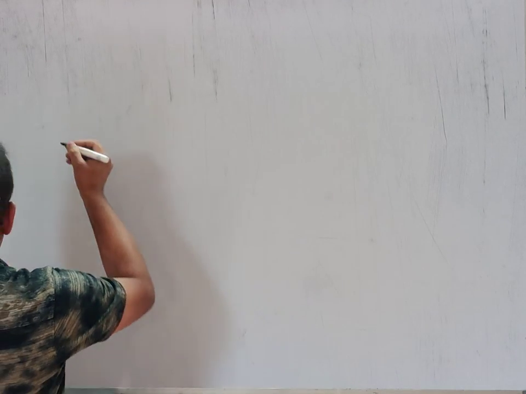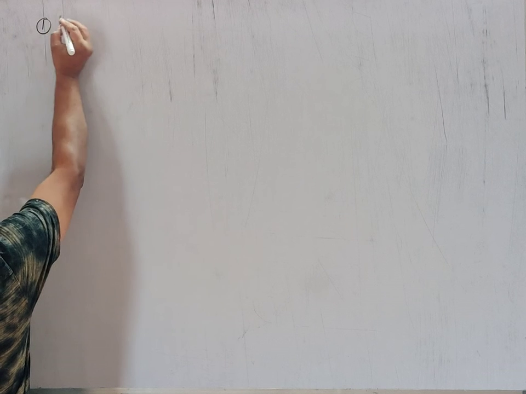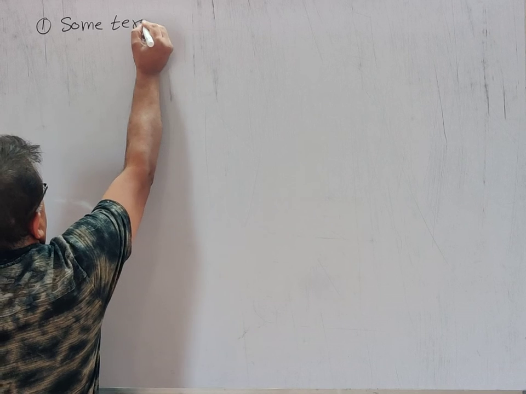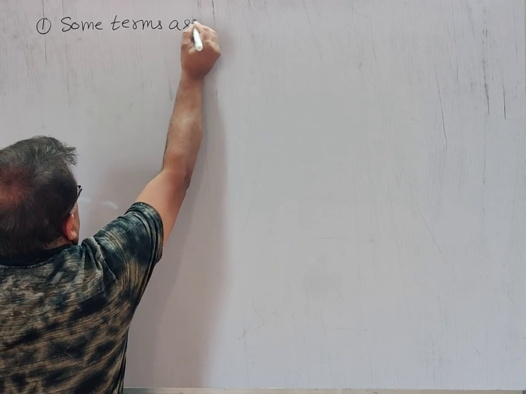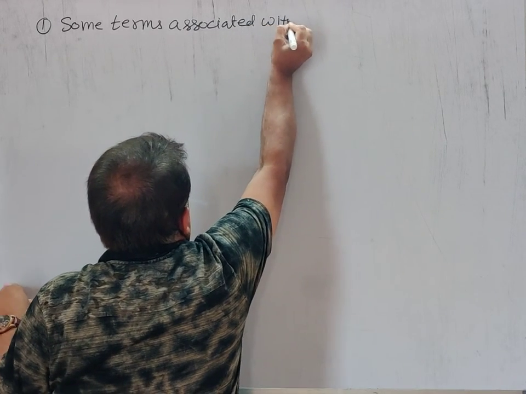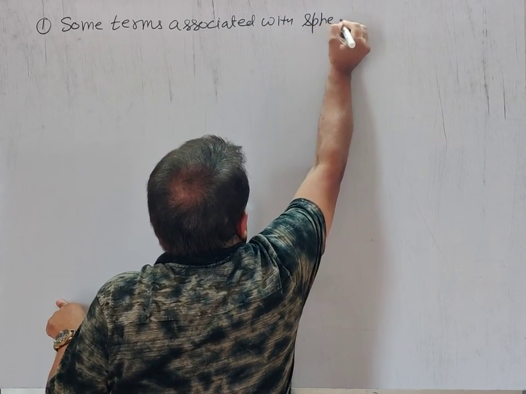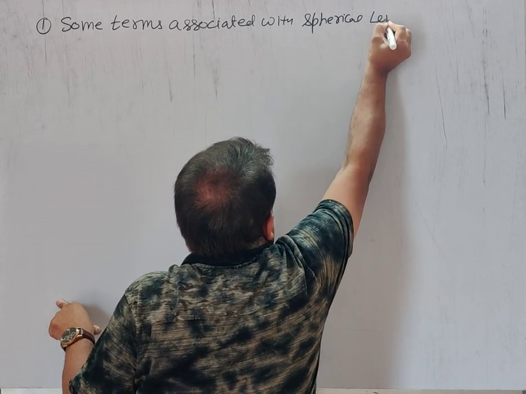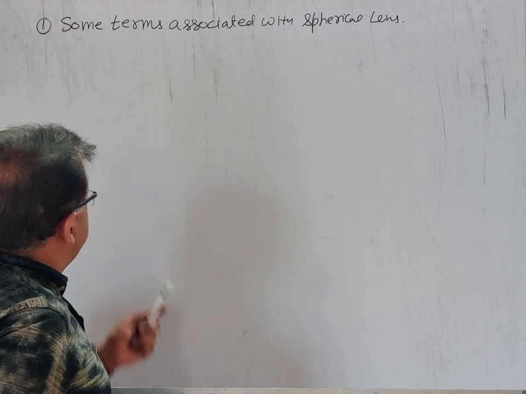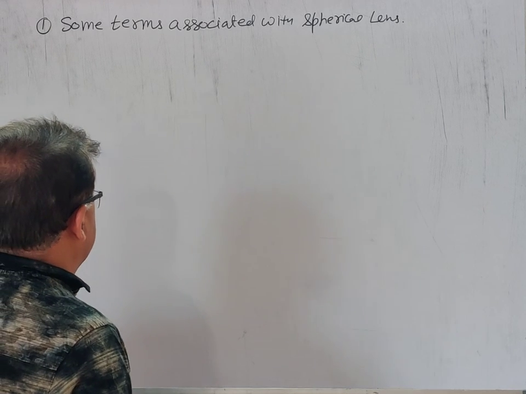Now we shall study some terms associated with the spherical lens. These are the terms which are associated with concave lens as well as convex lens.